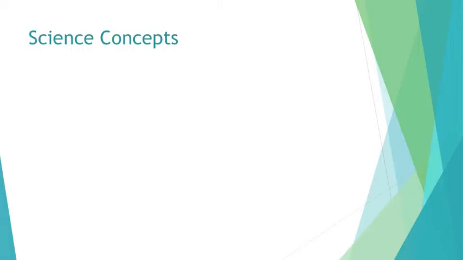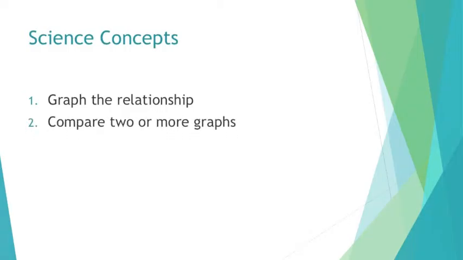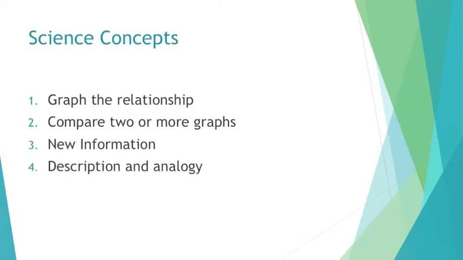Griffith has identified 5 types of questions on this section. Understanding each type of question and remembering a few helpful hints will be the key to success on the ACT. The different types of questions you'll come across on the science section are graph the relationship questions, comparing graph questions, new information questions, description and analogy questions, and reading comprehension questions.